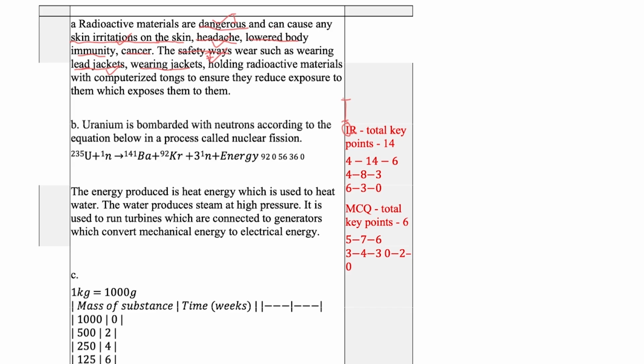Holding radioactive materials with computerized tongs to ensure they reduce exposure to them. So also under this mark of using computerized tongs. So sum up these points. A person who gave between 9 to 14 points, you earn 6 marks. Between 4 to 8 points, you earn 3 marks. Between 0 to 3 points, you earn 0 marks. Okay.